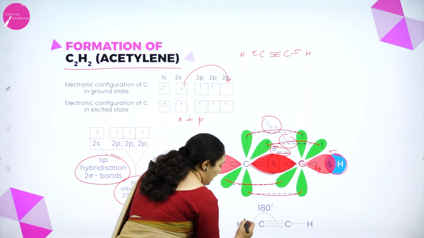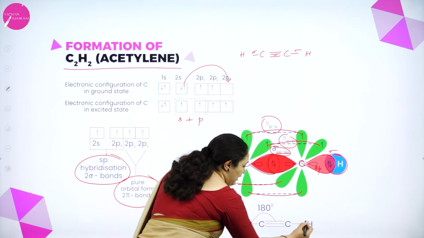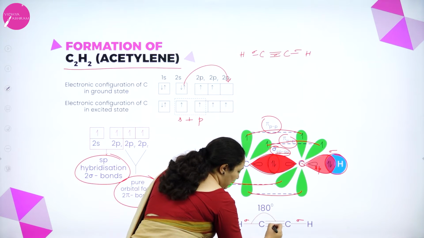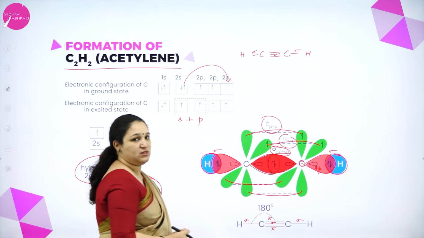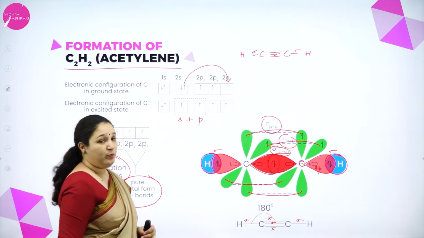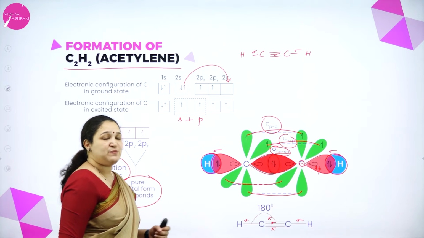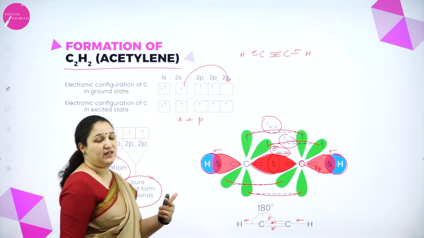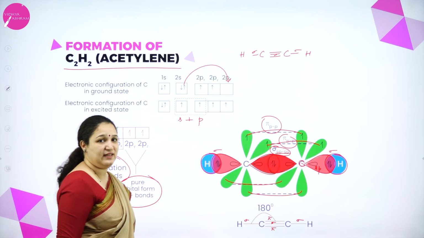But between carbon and hydrogen it's a sigma bond. Carbon and hydrogen, it's a sigma bond. One of the bonds between carbon and carbon is a sigma bond. The other two are pi bonds. Okay. So I hope you have understood about sp hybridization: one in beryllium chloride, another one in ethyne or acetylene.